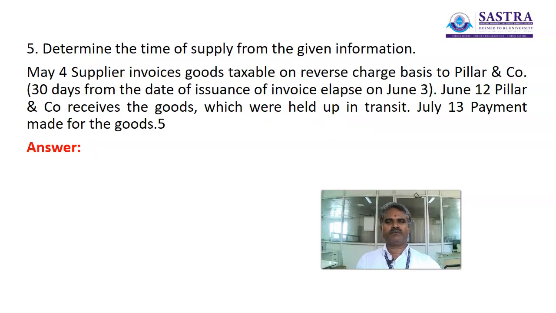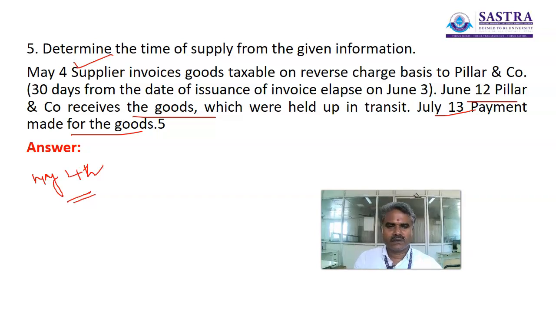Determine the time of supply from the given information. May 4, supplier invoices goods, 30 days. June 12, buyer receives goods. And July 13, payment made. Whichever is earlier, so May 4 is the time of supply. Hope you could understand. Okay, good.